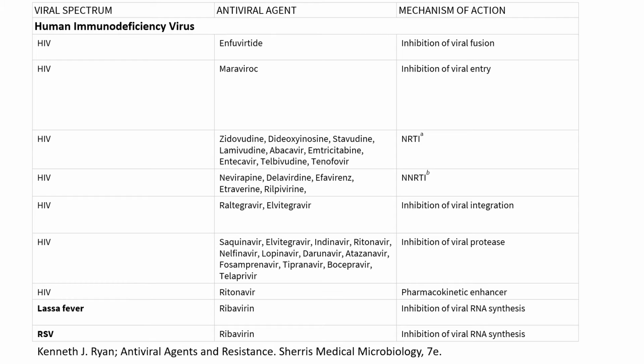And we have also ritonavir as a pharmacokinetic enhancer by inhibition of other drugs' metabolism. So ritonavir, as you might see, might be used as a pharmacokinetic enhancer, as well as it is also an inhibitor of viral protease. Mainly it is used as a pharmacokinetic enhancer. For Lassa fever and respiratory syncytial virus, we have ribavirin, which acts via inhibition of viral RNA synthesis.